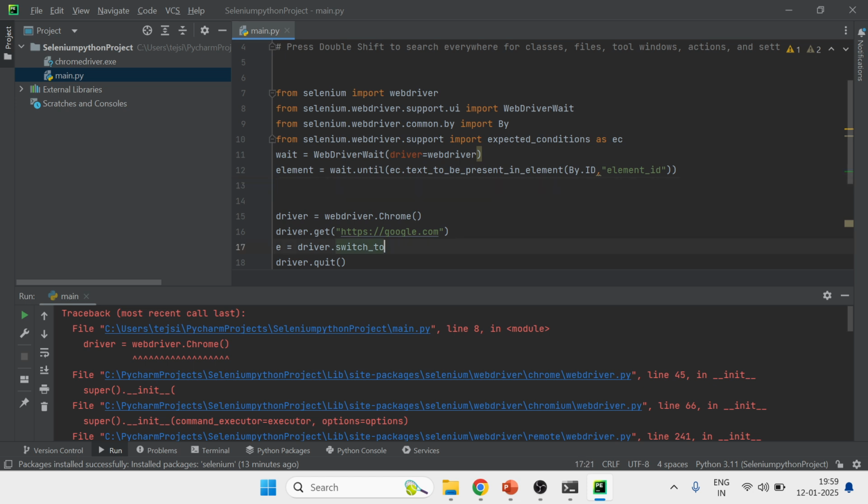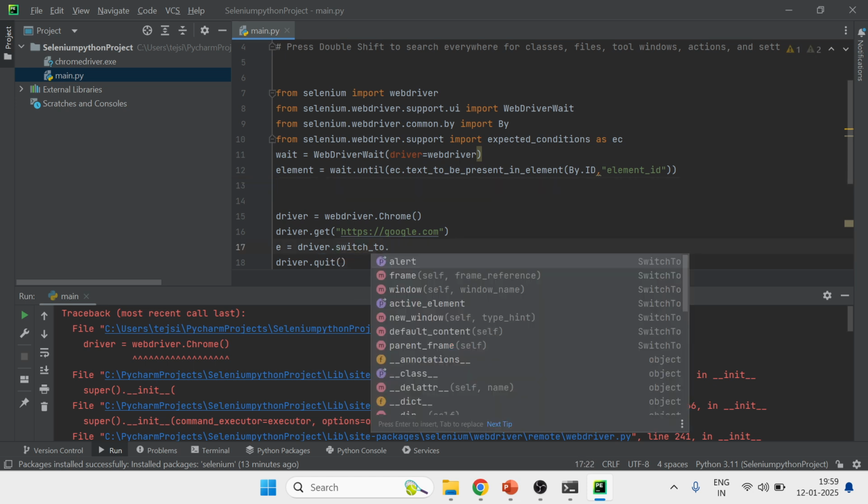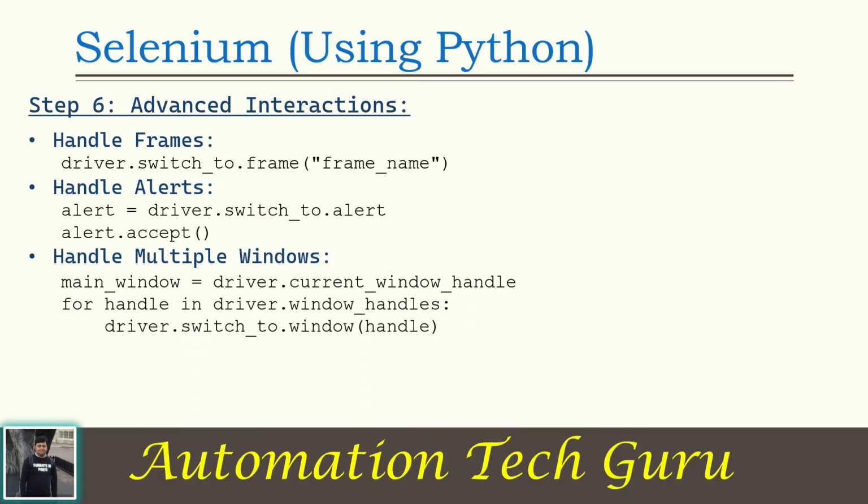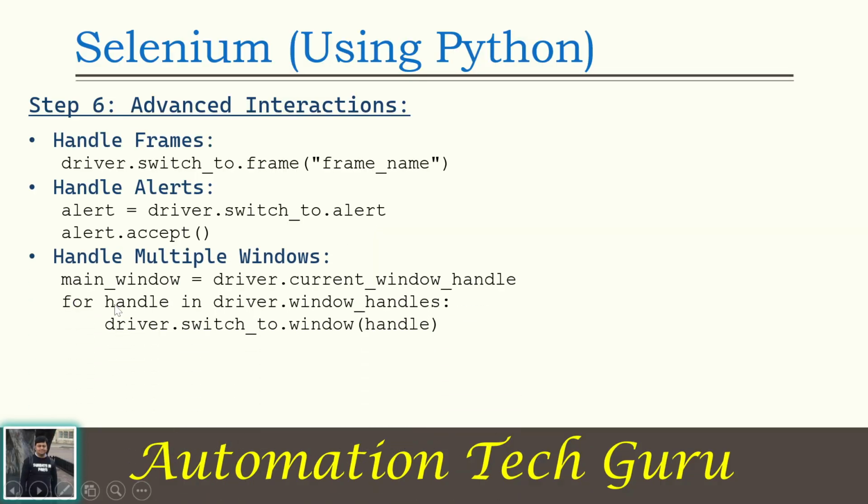So driver dot switch to, and you can use dot frame, alert, window, active, whatever after switch to you can use alert, frame, window. So you can see here for frame you can use dot frame, for alert you can use dot alert and alert dot accept, right? Next is multiple windows. How you can handle multiple windows? So main window, driver dot current window handle, and then for handle in driver dot window handles, driver dot switch to dot window. So whichever window you want to handle, you can use it.